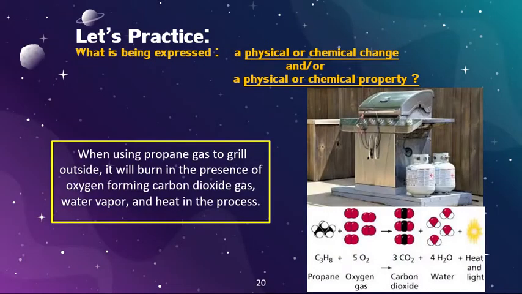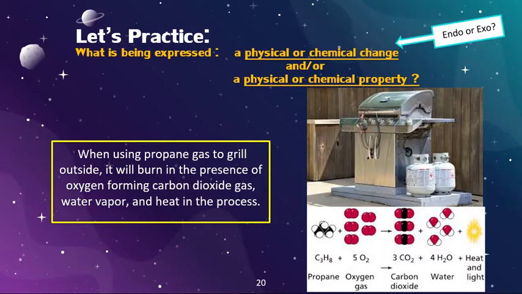Let's look at our next example. When using propane gas to grill outside, it will burn in the presence of oxygen, forming carbon dioxide gas, water vapor, and heat in the process. So do we have a physical or chemical change occurring? Well, if we're forming a few new substances, including carbon dioxide gas, water vapor, and heat, then we know that it's got to be a chemical change.